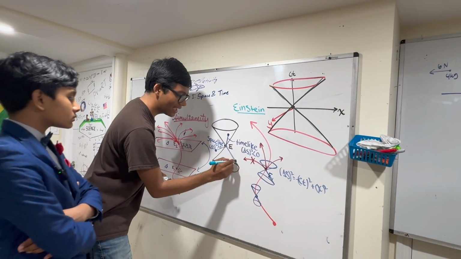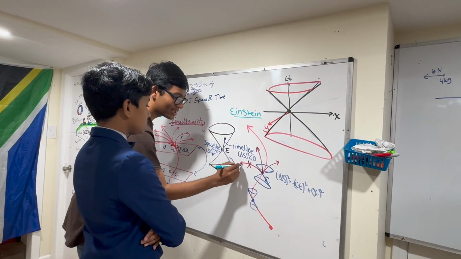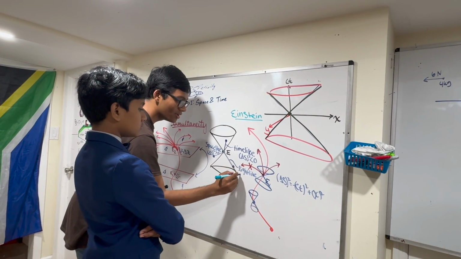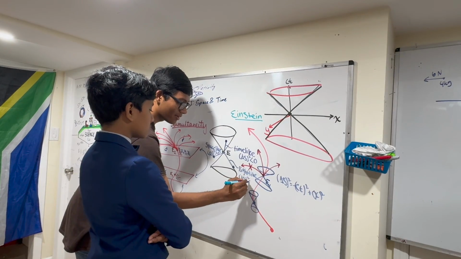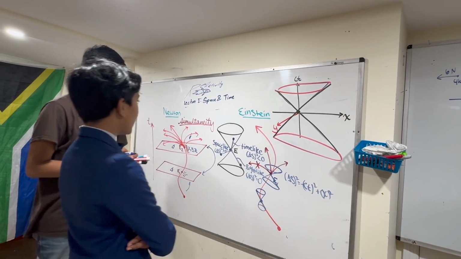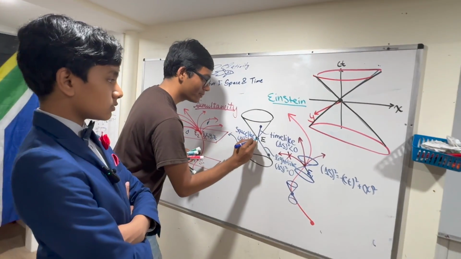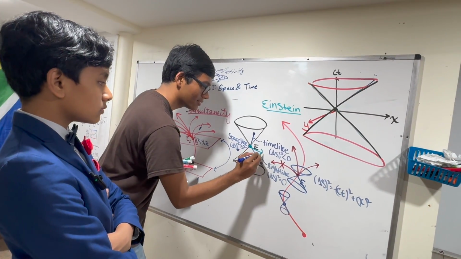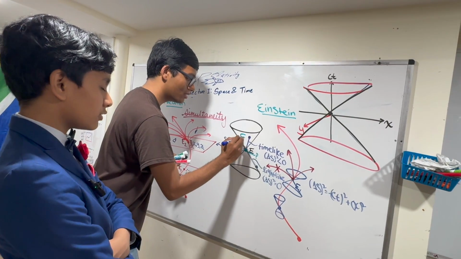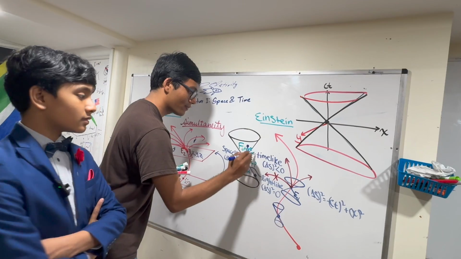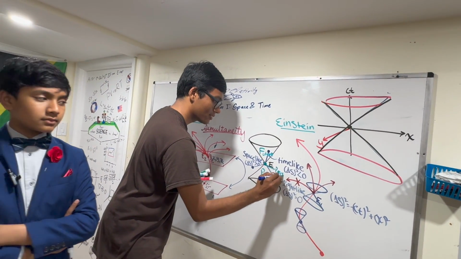And finally, for light-like intervals, what is the space-time interval? Equal to 0. So these are null space-time intervals. And by the way, the last thing I'll mention is that this is the future, and this is the past. This is the present.